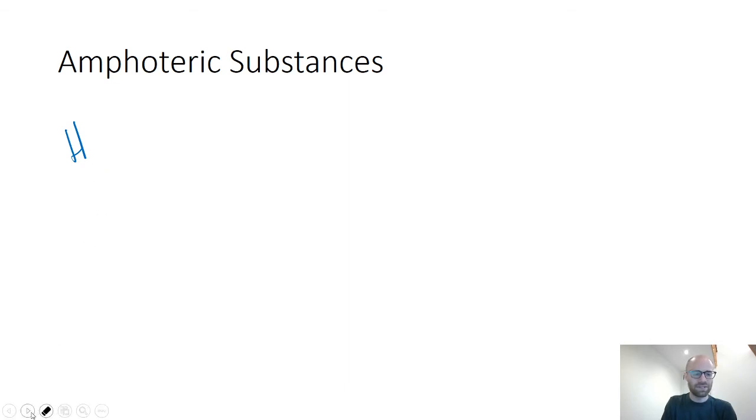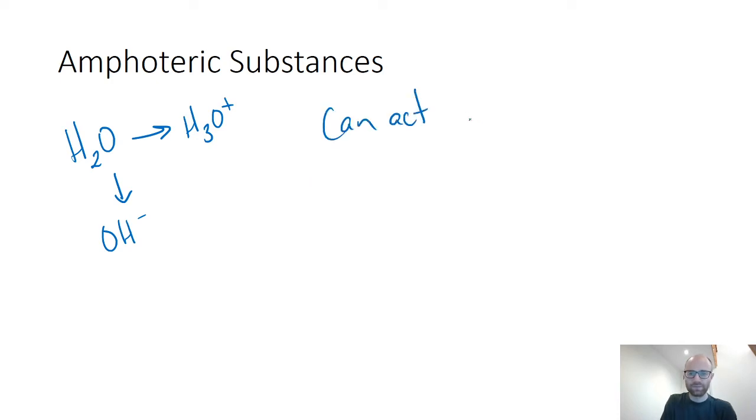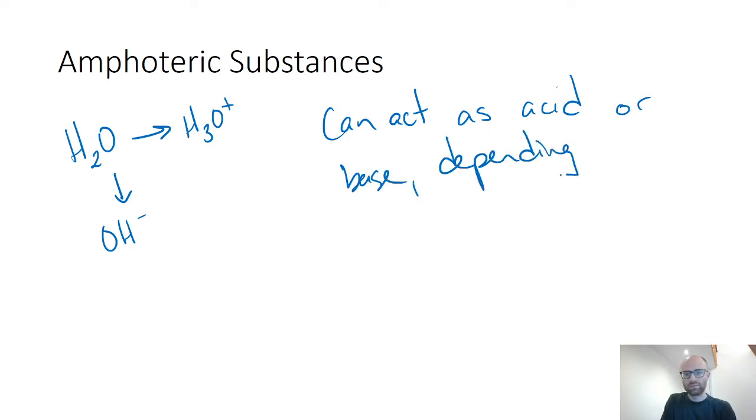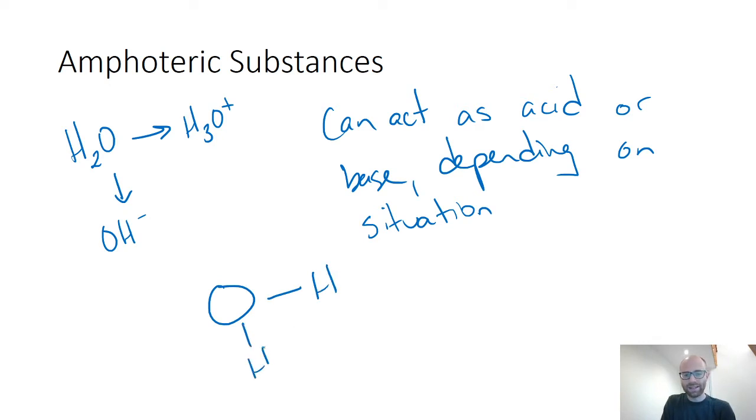Amphoteric substances, I mentioned that in my previous slide, so I might not need to go into this too much. But they are substances that have the potential to act as either an acid or a base as the situation dictates. Which is interesting because the easiest way to spot an amphoteric substance is whatever is needed for it to act as an acid or a base.